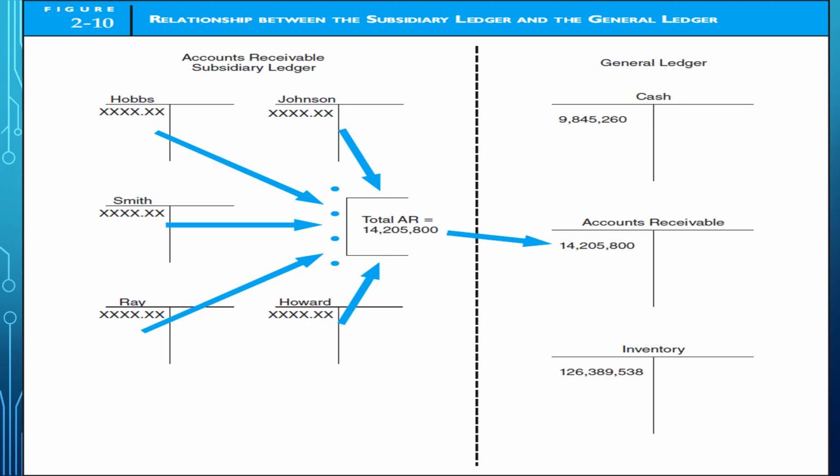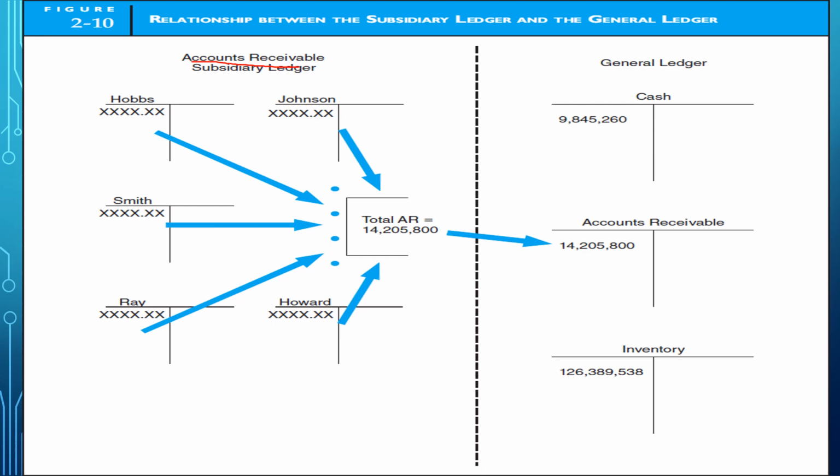In the previous figures, just a few slides ago, we explained how the transactions are moved from the source document up to the journal. And here, from each journal, let's say we have, for example, the example of the account receivable.